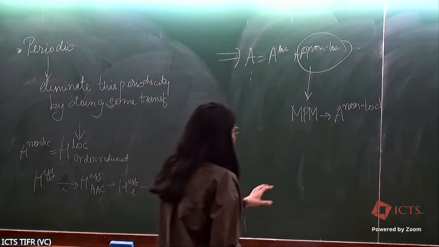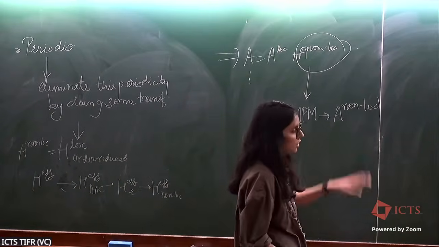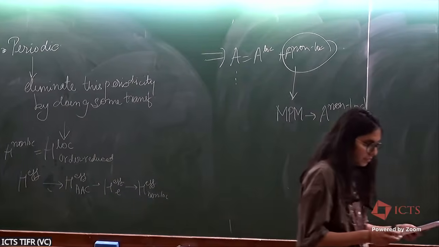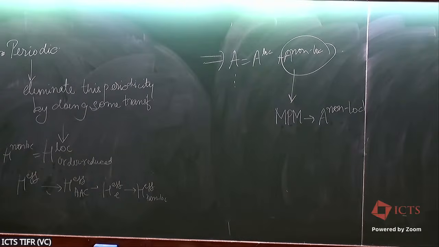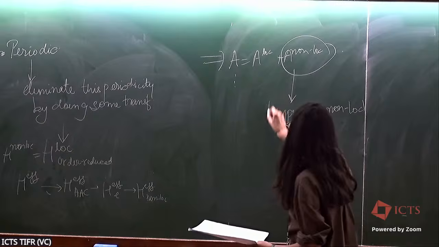Okay, so we have obtained this A non-local completely from MPM. And we can obtain it up to 5PN as well, which was not known from the exact PN results. So that's one piece.